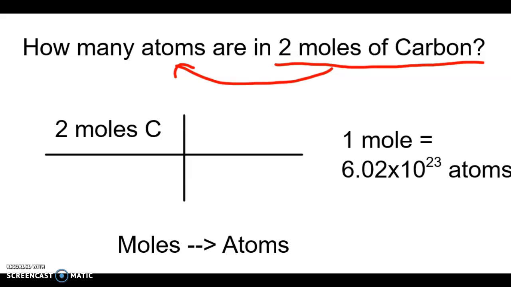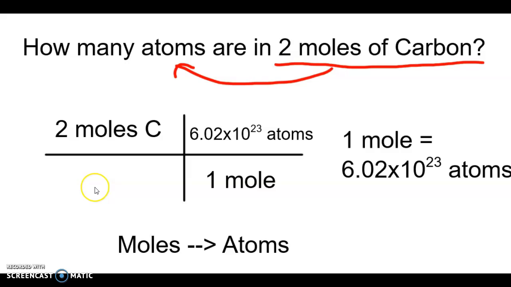The conversion factor that we're going to use here is the same one we talked about earlier in the video, that 1 mole is equal to 6.02 times 10 to the 23rd atoms. So 1 mole is going to go on the bottom here, and 6.02 times 10 to the 23rd atoms will go on the top.